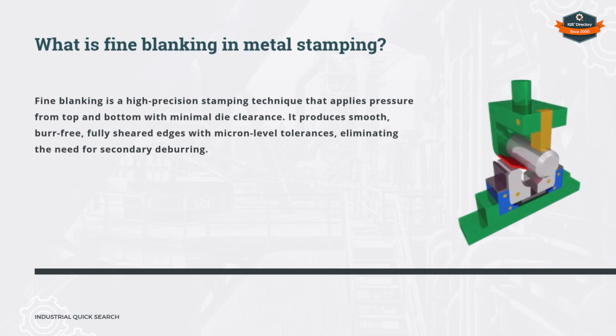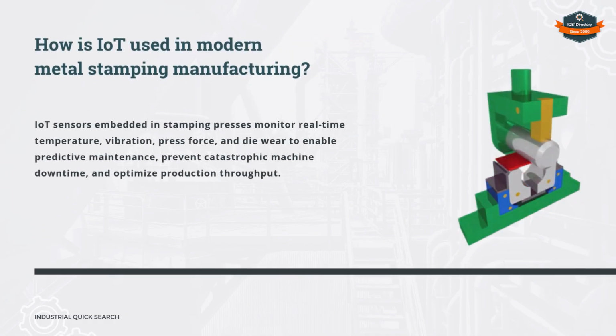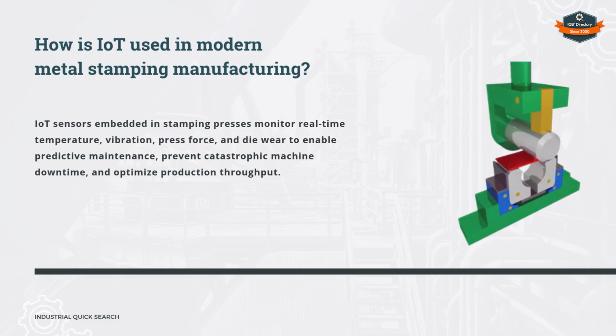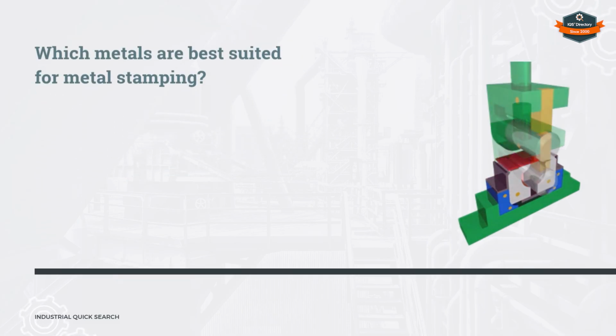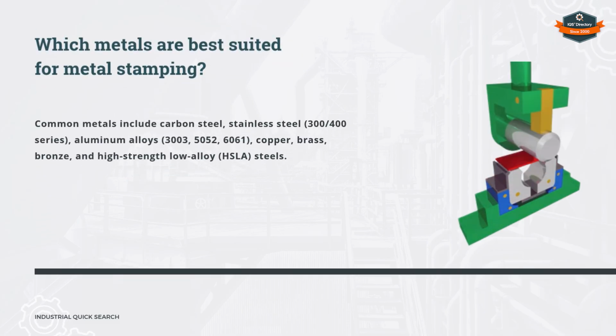What is fine blanking in metal stamping? How is IoT used in modern metal stamping manufacturing? Which metals are best suited for metal stamping?